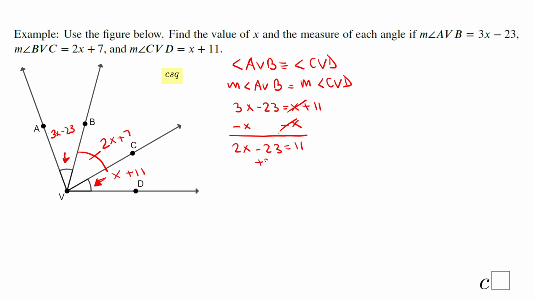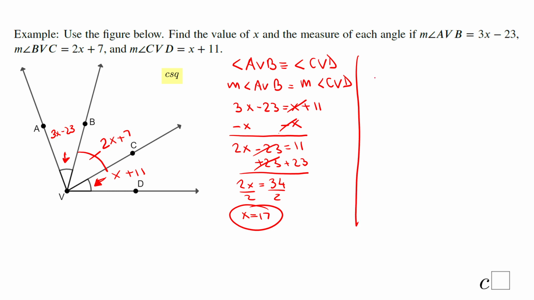I'm going to add 23, and that will give us 2x equals 34. Divide by 2, and we have the x, which was the first step in this problem. We need to find x, so let's circle the answer. Now we have to find the measure of each angle, which I'm going to do here on the right side. So let's start with the first one, the measure of angle AVB.